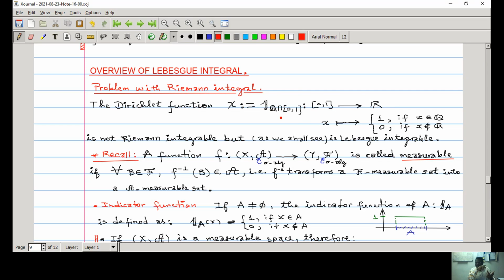The limit of 0 is 0, so our lower Riemann sum here will have limit 0. Similarly for the upper, in each subinterval you always have 1, because there are always rational numbers there. If you take the sum, in each you have 1.